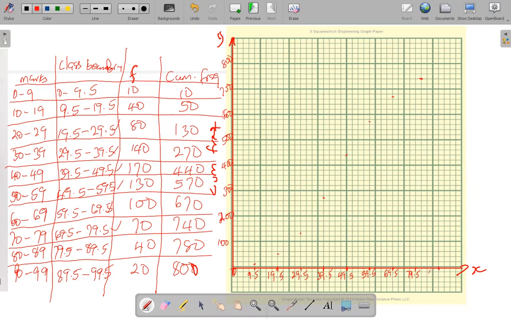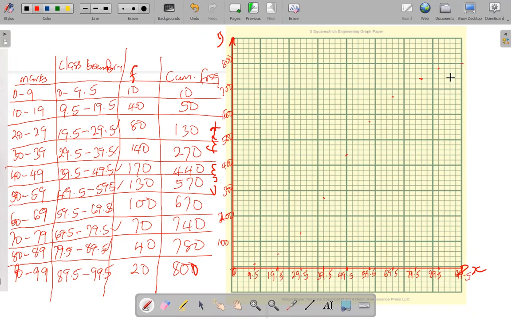That is 89.5. The cumulative frequency there is 780. This is 700, 720, 740, 760, 780. And finally, 99.5: 1, 2, 3, 4. Coming out here is 99.5. The cumulative frequency is the total of the score, which is 800.